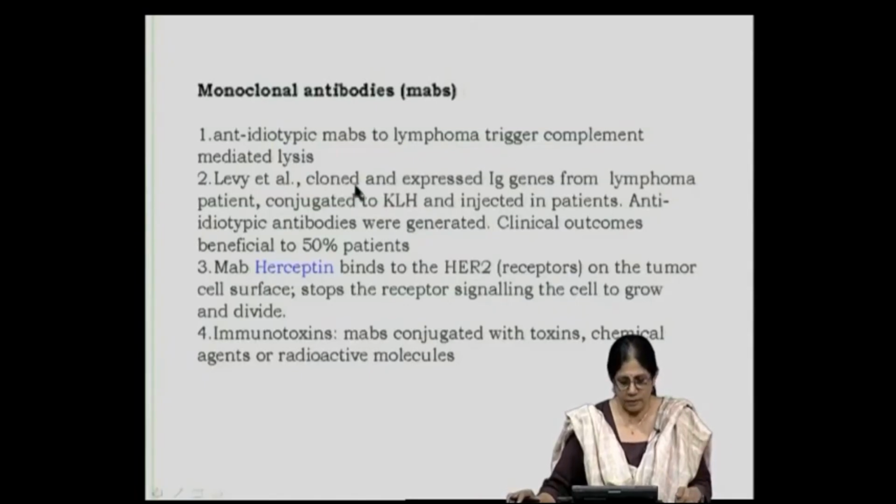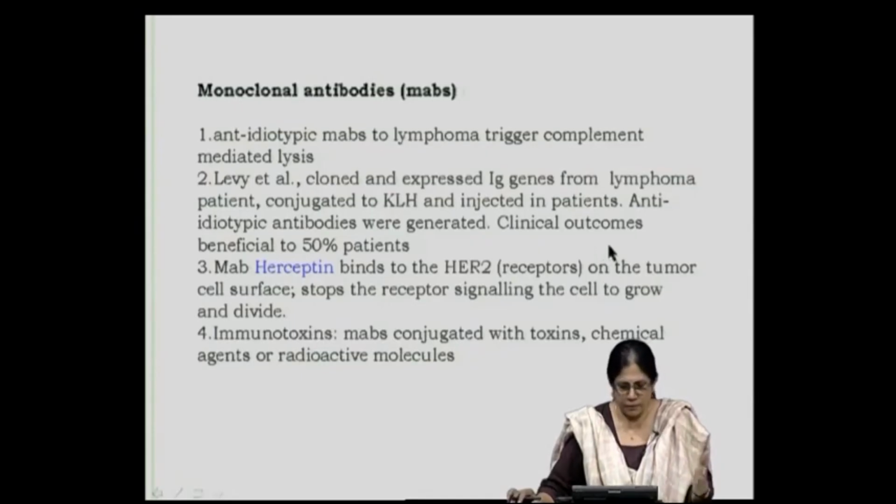So, this research group cloned and expressed immunoglobulin genes from lymphoma patients. These immunoglobulins would be specific to that lymphoma. Okay. So, they were conjugated to KLH, keyhole limpet hemocyanin, so that the immunogenicity is increased, and then injected into patients.